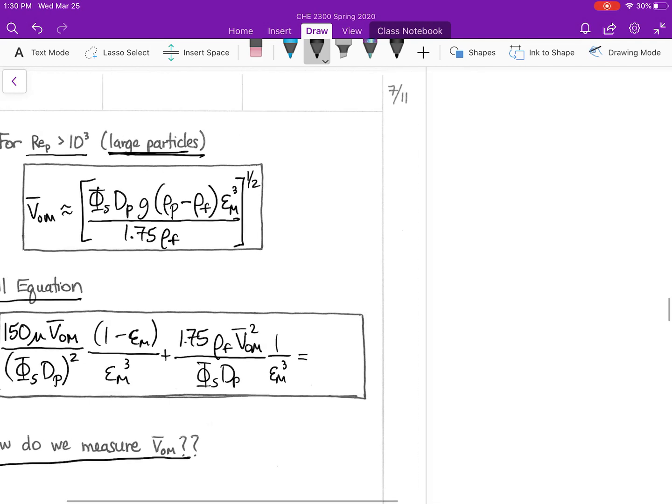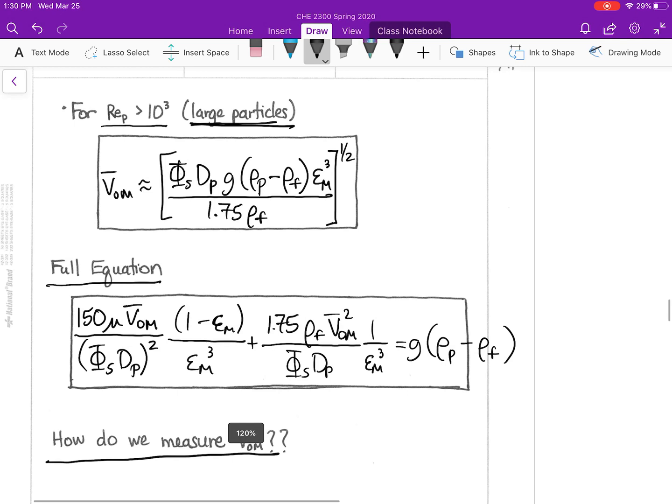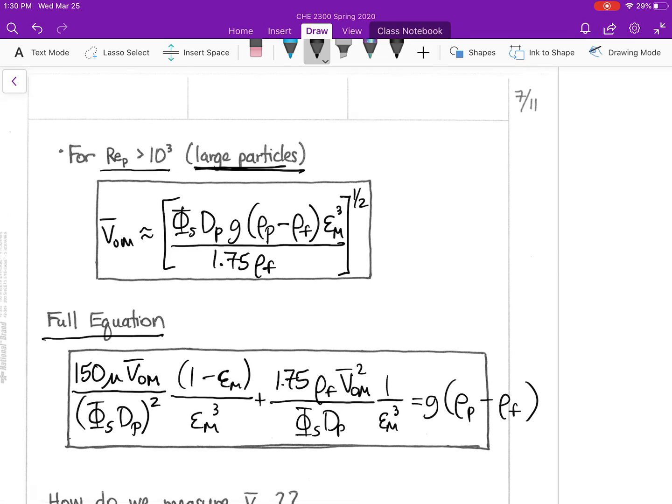And that is all equal to gravity times the density difference between my particle and my fluid. So that full equation will allow you to calculate the minimum fluidization velocity based on the void fraction at minimum fluidization, the density of the fluid, the viscosity of the fluid, as well as the sphericity and diameter of your particle. Or you could think about that the other way. You may be given some minimum fluidization velocity and use that to calculate the void fraction at minimum fluidization.